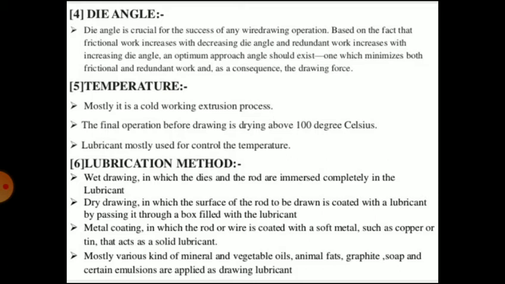Then metal coating, in which the rod and wire is coated with soft metal such as copper or tin that acts as a solid lubricant. Mostly various kinds of mineral and vegetable oils, animal fats, graphite, soap and certain emulsions are applied as a drawing lubricant.